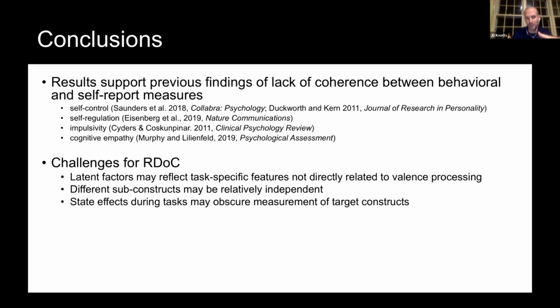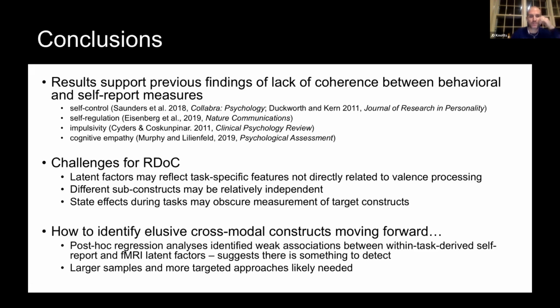So if someone's having a particularly good or bad day, that can obscure measurement. And so tasks should be optimized to avoid that in the future. Moving forward, these data don't necessarily say that the RDoC approach is doomed. We've also done some post hoc analyses that have shown weak relationships between latent factors extracted from within-task GFAs. So there's probably something there. We just need to make sure that we've got enough power and that we've developed our tasks well to try to find these relationships in the data.